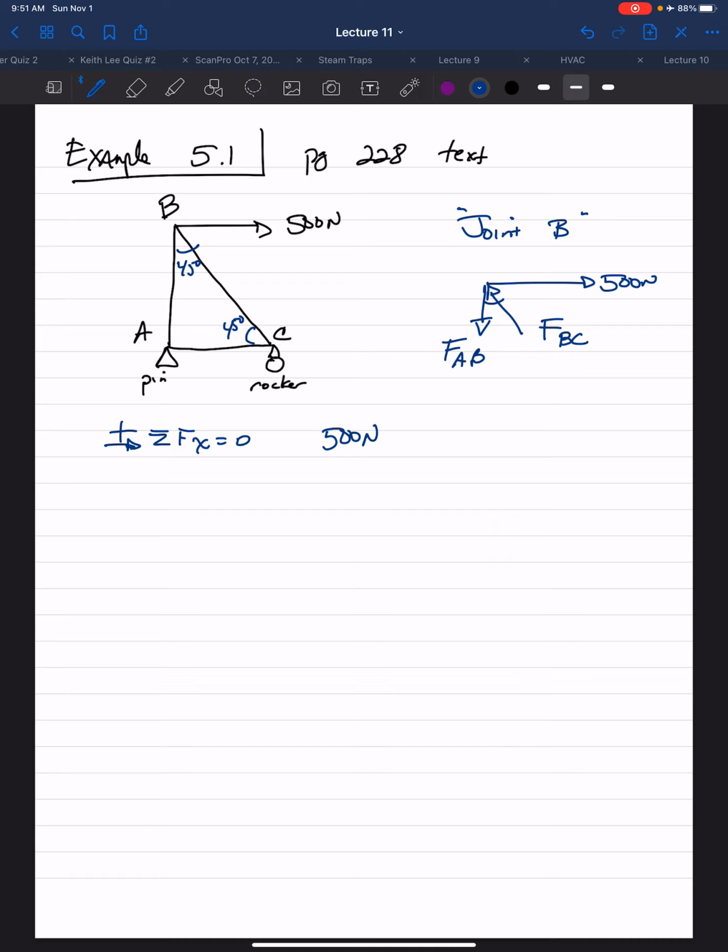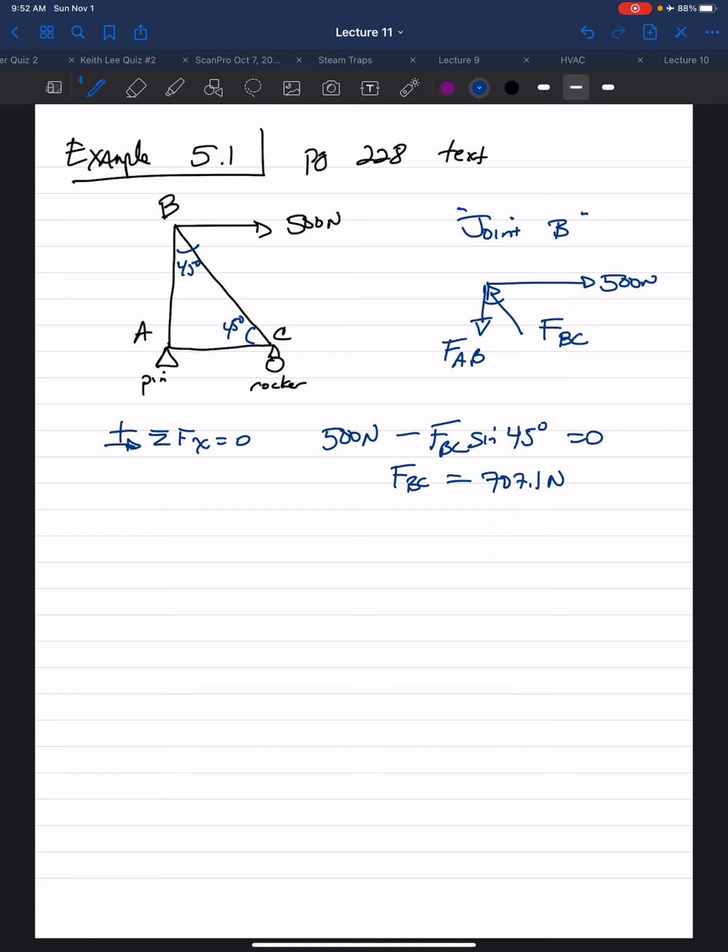So the 500 Newton force is in the positive x direction, minus FBC, which has vertical and horizontal components. We want the horizontal component here, which would be sine of that angle, and equals 0. Solve for the unknown. FBC is 707.1 newtons.